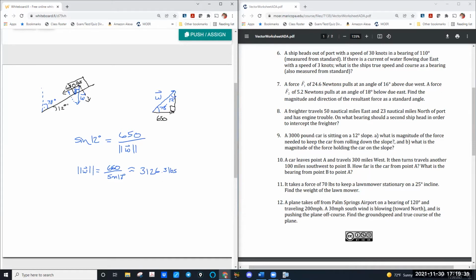Sorry, I was making the triangle wrong at the beginning, trying to make it the ramp. The triangle comes from our vectors. Questions about this one?